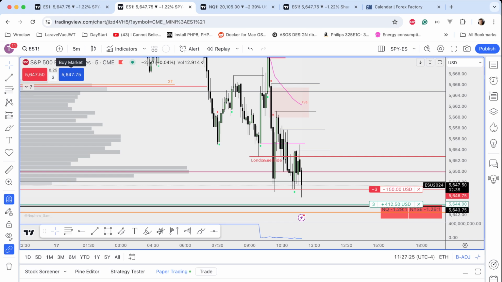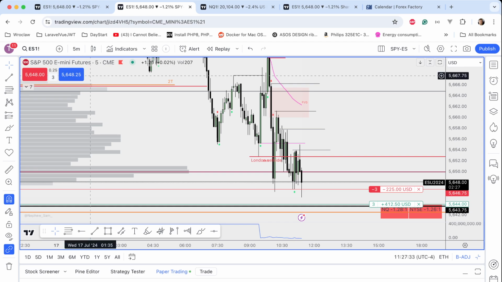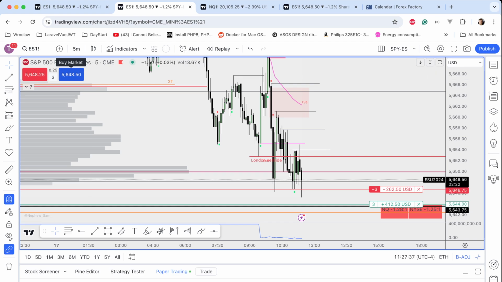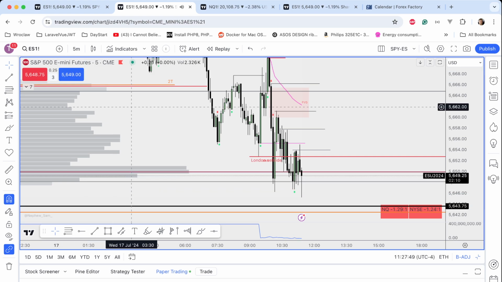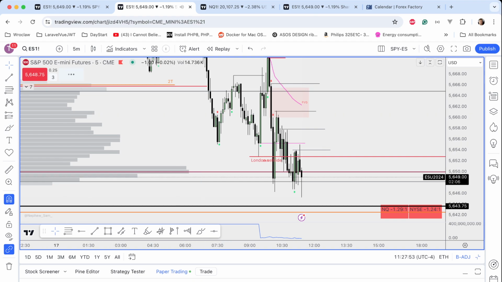So they grab the liquidity and now they're gonna drive, right? Yeah, it's lunchtime, they don't need to. Now they grab the liquidity. Beautiful. Idiot. Complete idiot. Alright, let's go long one more time then.